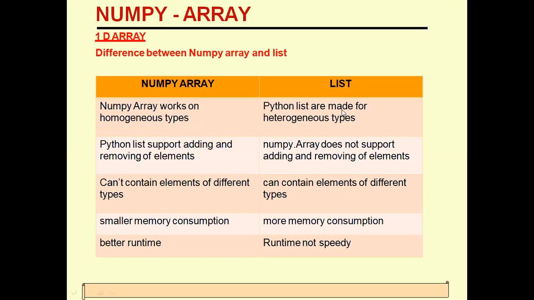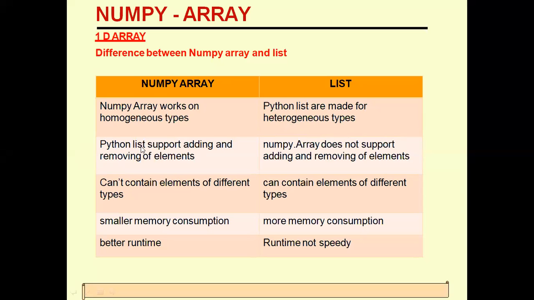So Python lists are made for the heterogeneous. Heterogeneous means all the indexes can be of different types. See, once you have inputted a name, your name, next you have inputted a number, and marks you have inputted as a float. So each and every element in a list can be heterogeneous, meaning different data types.